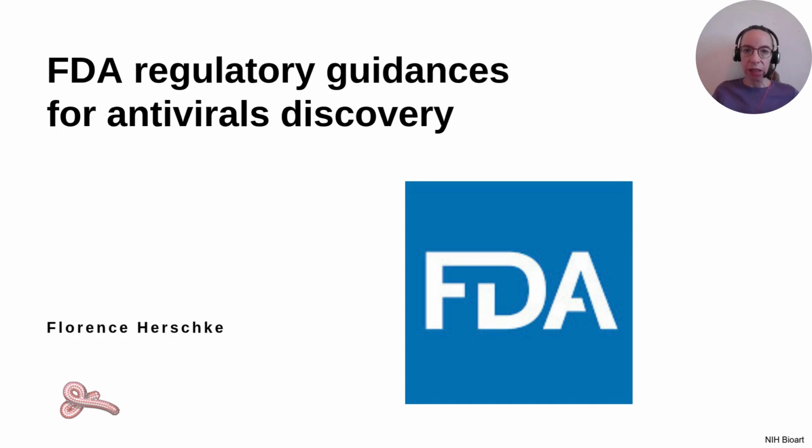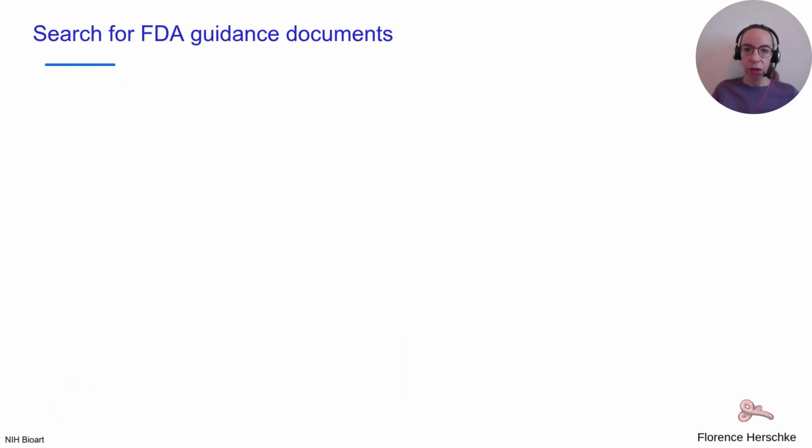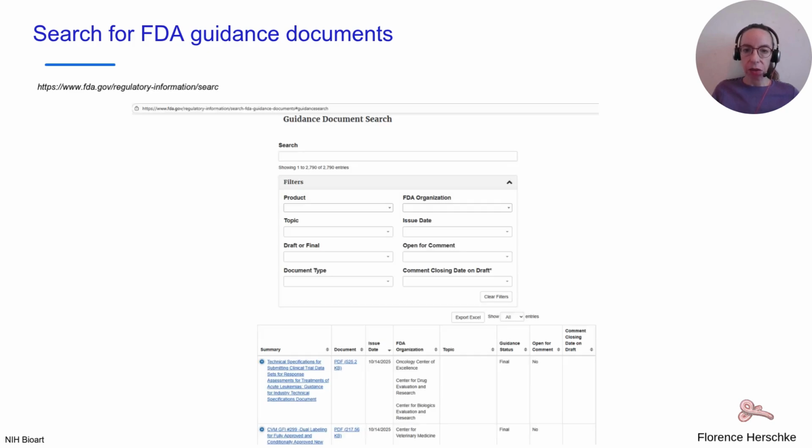In this video, we'll discuss the FDA regulatory guidances for antivirals discovery. First, you need to search for the FDA guidance documents. This is very easy. When going to the FDA website, search for guidance document search. You will find a very big table and you will appreciate that at the moment there are almost 3,000 entries.